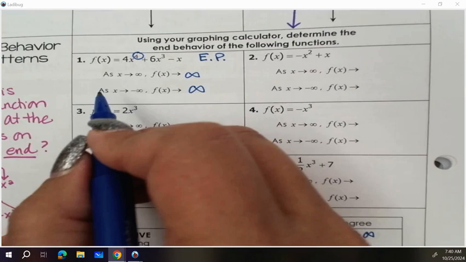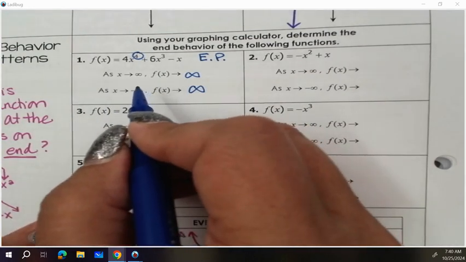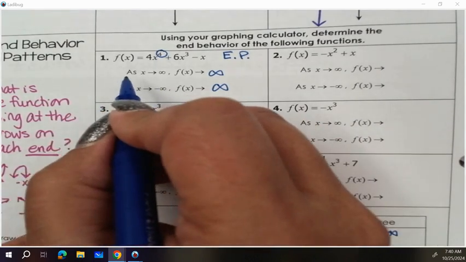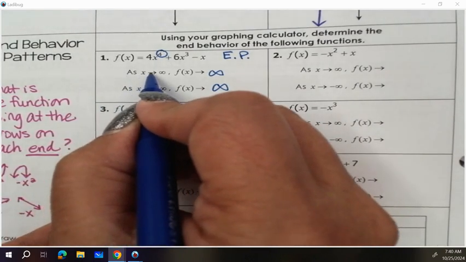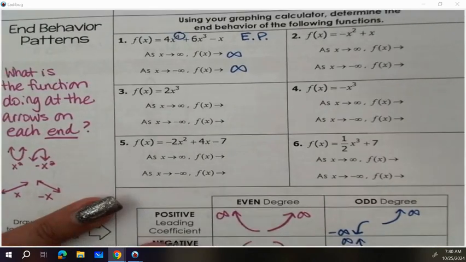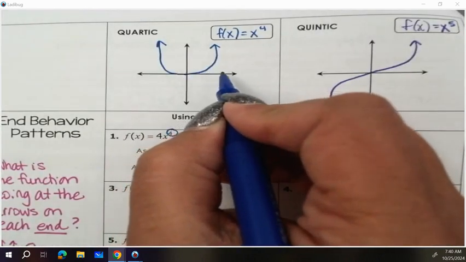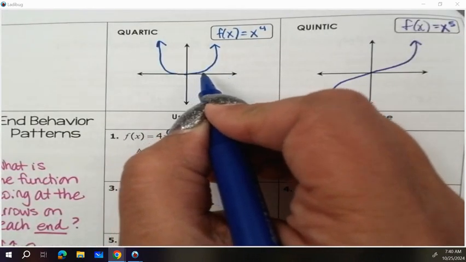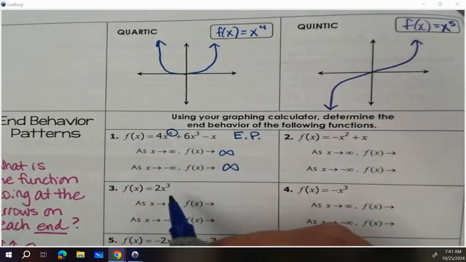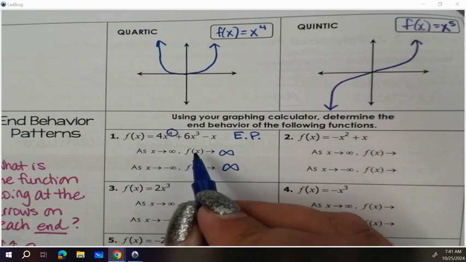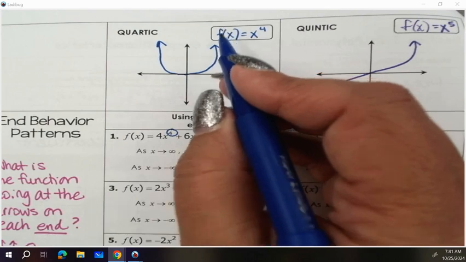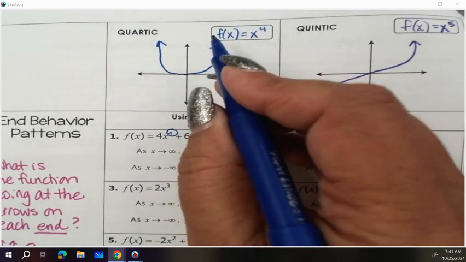Let's talk about this notation. I'm going to read this to you. This is a math sentence. This says, as x approaches infinity. So what's that saying? That's saying as my x's are getting bigger, look here at my picture. As my x's are getting bigger, as x approaches infinity, f of x, which I can always replace with a y, my y values are also approaching infinity. As my x's are getting bigger, so are my y's.